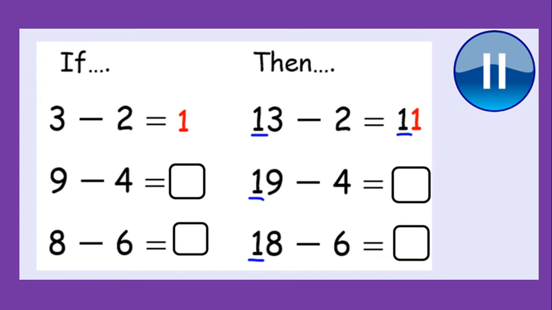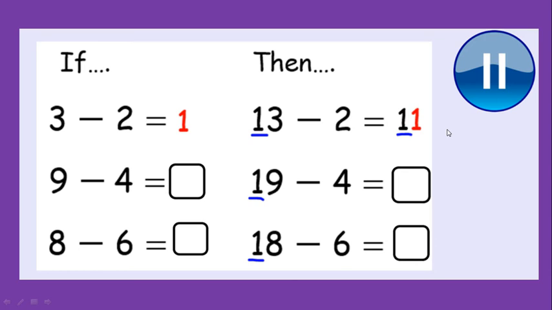Okay then, so starting to use our brain boxes a little bit more now with regards to our understanding of subtraction. It says here, if 3 take away 2 equals 1, then 13, you can see there's an added 10 there now, 13 take away 2 is 11. And that's true. So if 3 take away 2 is 1, 13 take away 2 is 11.